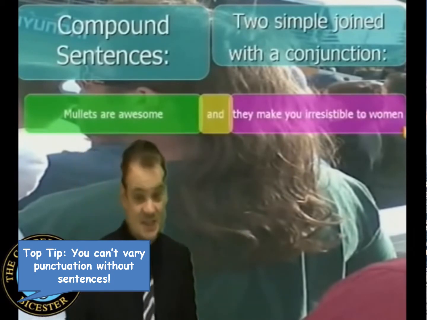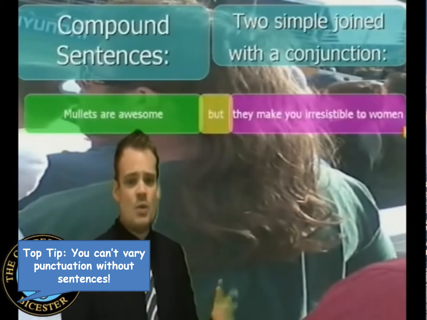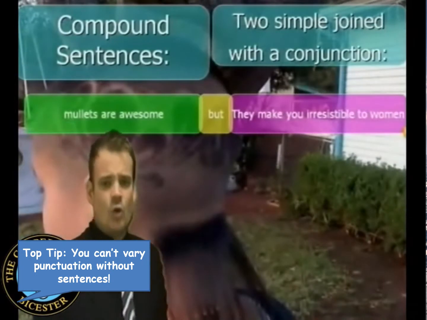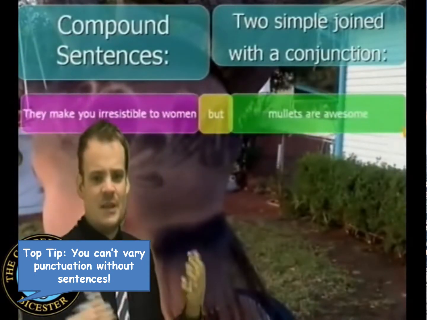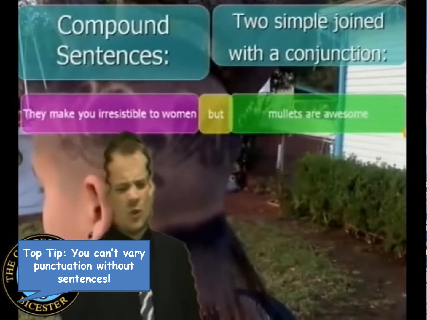Okay, so that's a compound sentence. We could, of course, switch this one around. We could take but instead of and. Or we could switch our clauses around. So they make you irresistible to women, but mullets are awesome. Well, that doesn't really make sense.